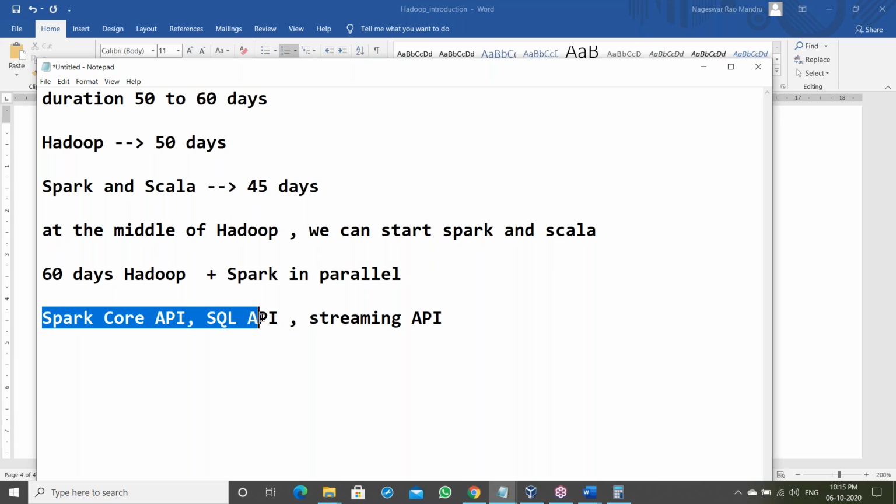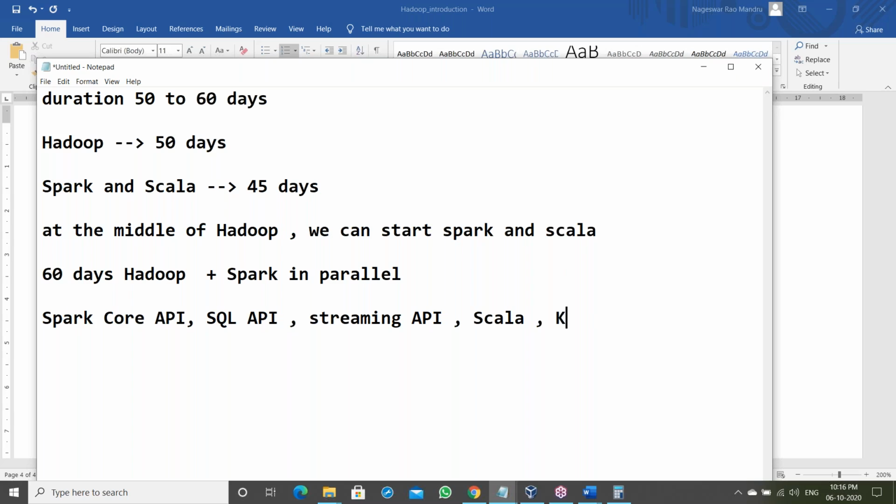These APIs will take 3 to 4 weeks. 3 weeks is enough. Next, Scala for 3 weeks. So around 6 weeks, 45 days is enough. Then maybe one week for the production environment, the last week.